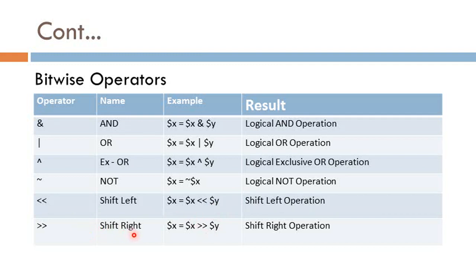Same way, shift right operator performs bitwise shift right operation by shifting all bits in the left operand by the number of places specified by the right operand.